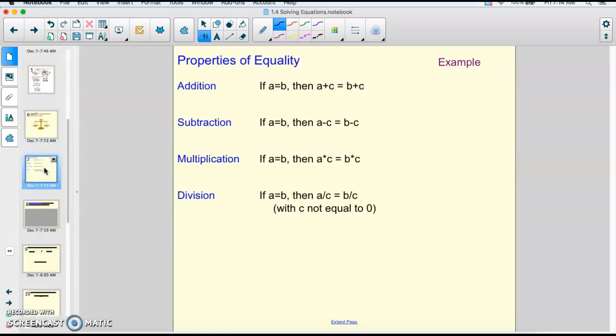Alright, so properties of equality. We have the addition property, which says if a equals b, then a plus c equals b plus c. Basically, you can add the same number to both sides and it doesn't change anything, as long as you add the same amount to both sides. Similarly with subtraction, you can subtract the same number from both sides and it works out. With multiplication, you can multiply the same number to both sides. That's okay. And with division, you can divide by the same number on both sides. However, you cannot divide by 0 ever.